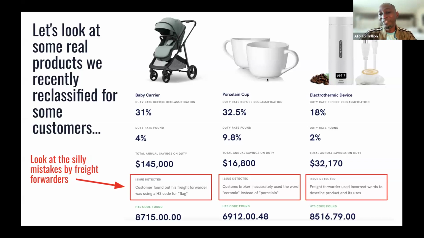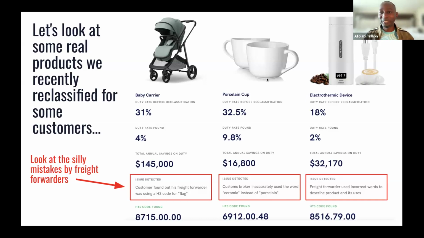This is a friend of mine too. When he sent me his product, I said, are you bringing a ceramic cup or a porcelain cup? He said, my product is porcelain. I said, okay, if your product is porcelain, your customs declaration form says you're bringing in a ceramic product, which made you pay 32.5% in duties. He said, it's not ceramics, it's porcelain. I said, if it's porcelain, your duty rate just dropped to 9.8%.